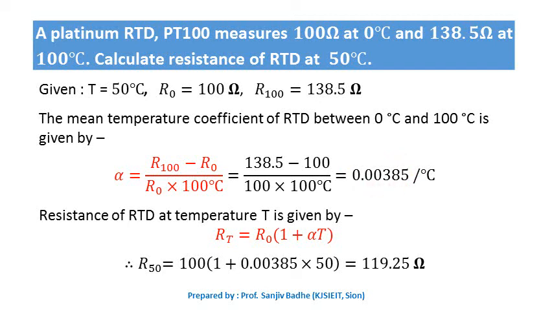Let us put this value of alpha in this relation, and T is 50 degree Celsius, it is given to us, and we can calculate the resistance at 50 degree Celsius. So resistance at 50 degree Celsius, R50 is equal to R0, that is 100, into bracket 1 plus alpha 0.00385 into T, that is 50, and if you calculate this, it will be 119.25 ohms. Means resistance of the given RTD PT100 at 50 degree Celsius is 119.25 ohms.